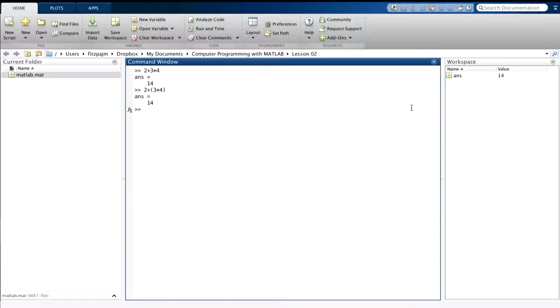The redundant parentheses show that the 3 times 4 goes first. And that gives 12. Then we add 2 to 12 and get 14. And if we force addition to go first with parentheses, we get a different result. 2 plus 3 equals 5, and 5 times 4 gives 20.